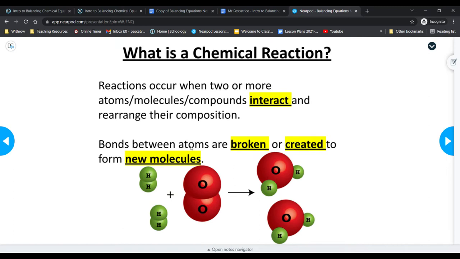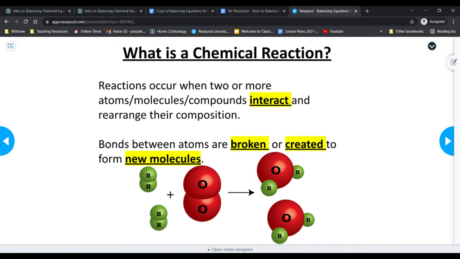Reactions occur when two or more atoms or molecules or compounds interact and then rearrange their composition. So this happens when atoms come together, like you can see in the picture at the bottom, and they interact with each other. Sometimes they need a kick of energy, like a spark or some electricity, to make this happen. When they do that, they rearrange their atoms and form new atoms or new molecules. So bonds between these atoms are broken or created to form new molecules.